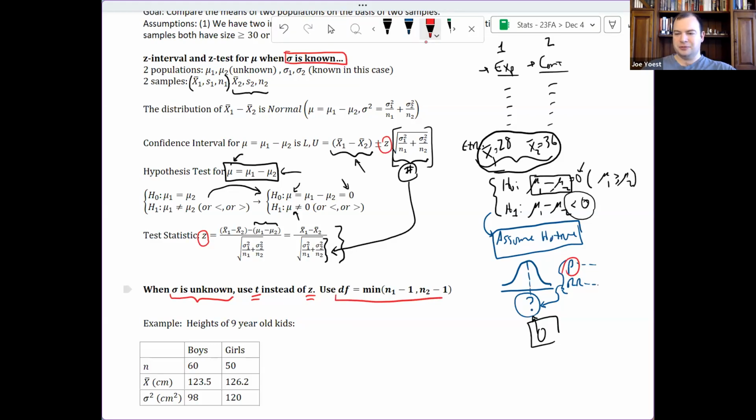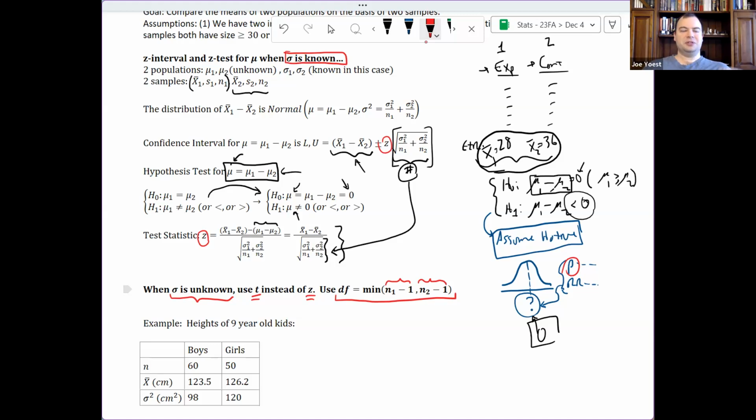We need to know degrees of freedom to use t. And the degrees of freedom calculations are a bit complicated. So there is kind of a longer degrees of freedom calculation you can do to give a more precise degrees of freedom. But a pretty good, let's say a conservative approach, is to take degrees of freedom as the minimum of n1 minus 1 and n2 minus 1. So I take my first sample size minus 1.